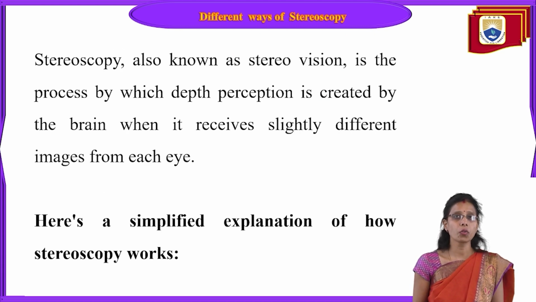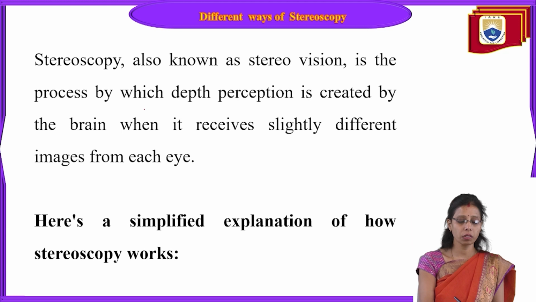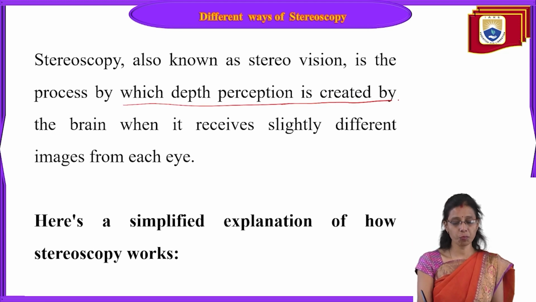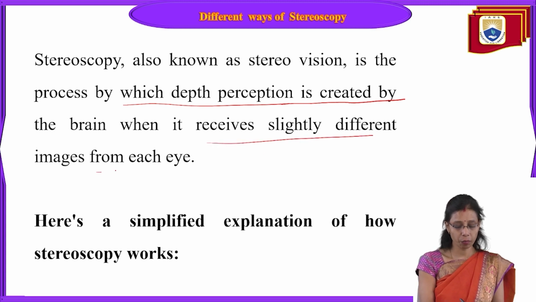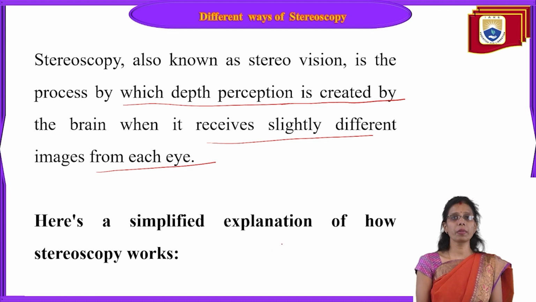Stereoscopy is also known as stereo vision, and is the process by which depth perception is created. Depth perception means we can see 3D vision, where you can see the elevations of the objects and finally see the depth of the objects. The brain does this when it receives slightly different images from each eye.